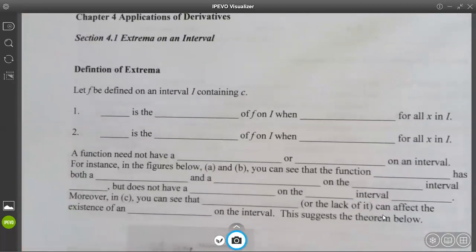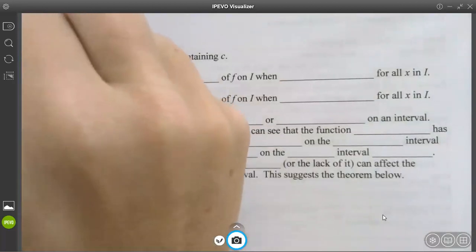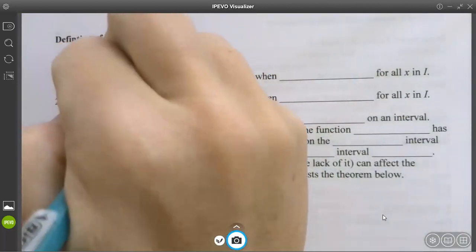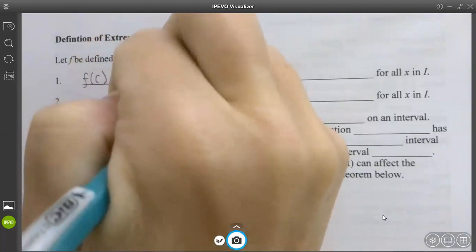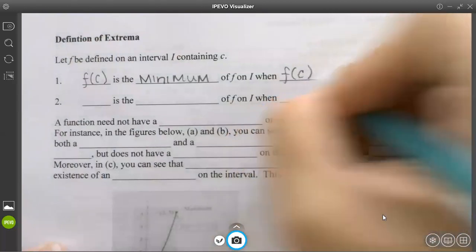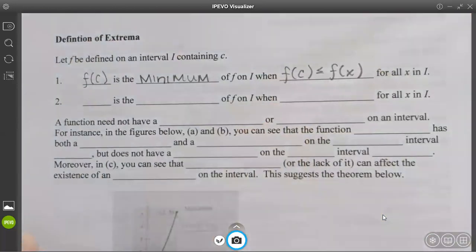All right, 4.1 extrema on the interval, the definition of extrema. And that's just maximums and minimums. It's nothing crazy. So let f be defined on the interval I containing c. f of c, so when I plug in c into the function, whatever I get, is the minimum of f on I when f of c is less than or equal to f of x for all x in I.